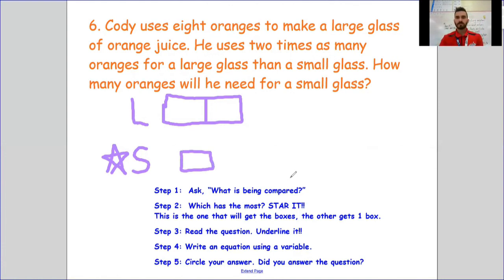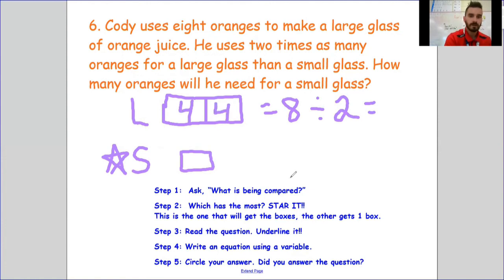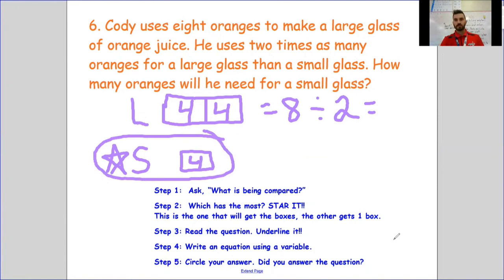The only other piece of info that it gave us was that Cody uses 8 oranges for a large glass. So the large glass boxes are going to be equal to 8. Since that small glass box has nothing to do with that 8, I'm going to take those 8 oranges and split them evenly between the 2 large glass boxes, which I know would give me 4. In my small box, I would put 4 as well. Since I know what I'm being asked, it would take me 4 oranges for a small glass. So that right there is the beauty of Fantastic Five.